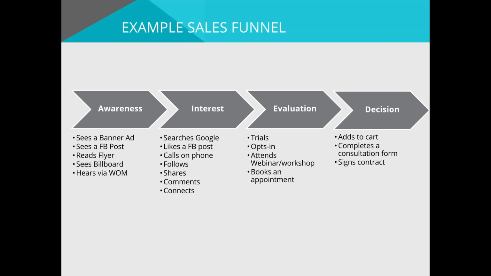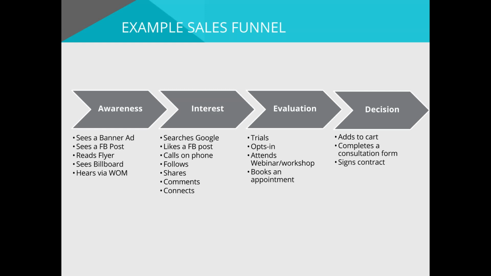So if we start with a traditional funnel, let's say they've seen a Facebook post or a Facebook ad, they then click on that ad because they're interested, or they could just like it or comment on it or share it, for example. So they're showing their interest. Then by showing their interest, they could either do the evaluation stage or end up in the decision phase. So if they've clicked on the ad, then they generally end up on your landing page or on your website.